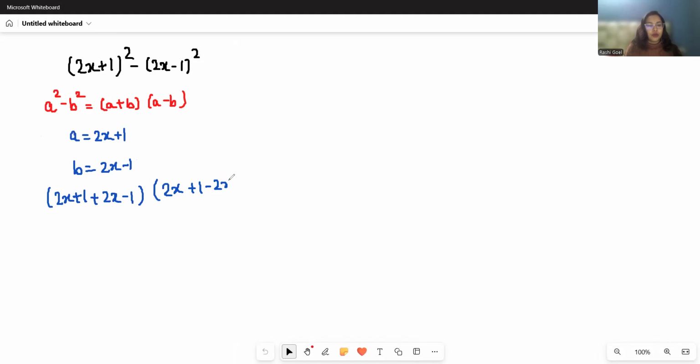So it becomes 2x plus 1 plus 2x minus 1, and in the bracket it is 2x plus 1 minus 2x plus 1. We change the sign due to the negative. So 2x plus 2x is 4x and positive 1, negative 1 will cancel out. And here positive 2x and negative 2x will cancel out. And here 1 plus 1 is 2. 4x times 2 is 8x. So what is the correct answer? 8x. And what we have to remember: use the identity, don't expand, and don't waste your time. I hope it's clear and you find it useful.